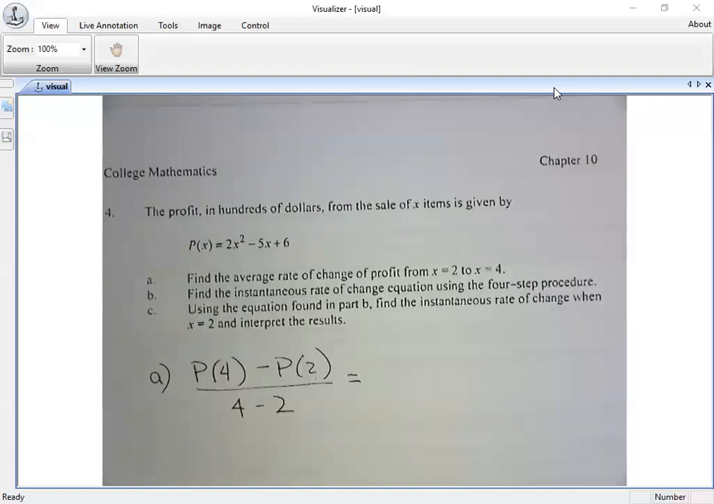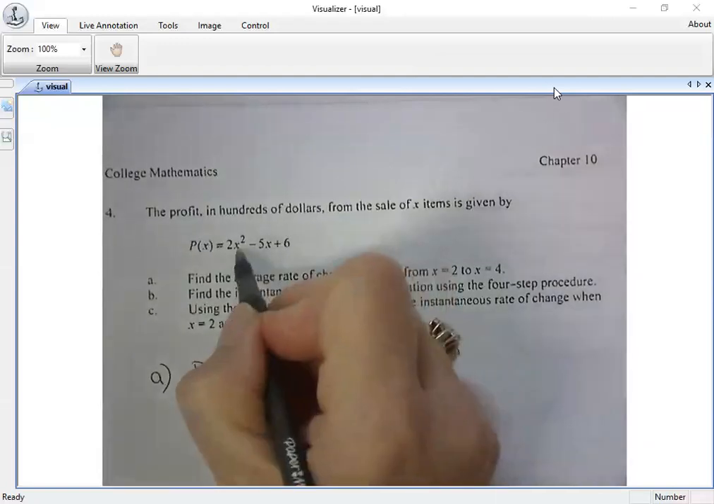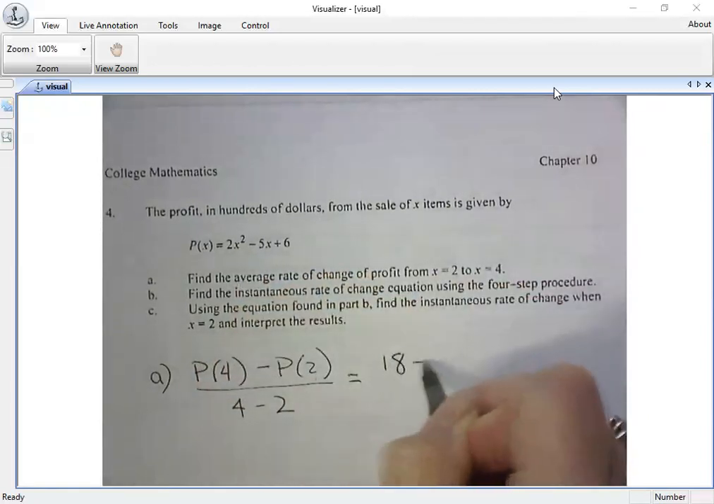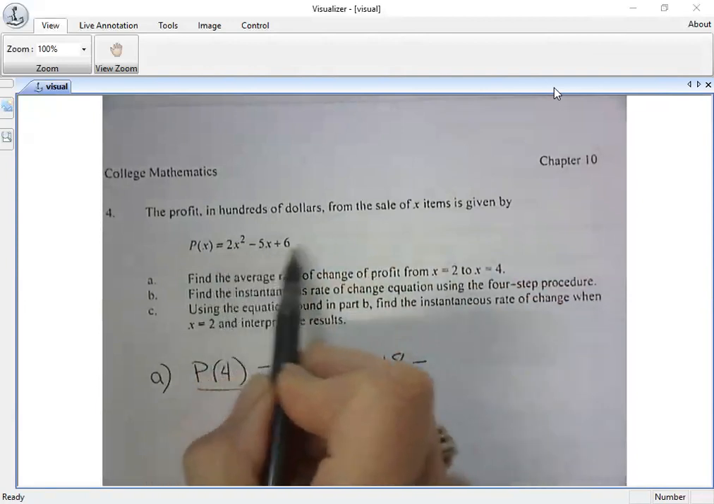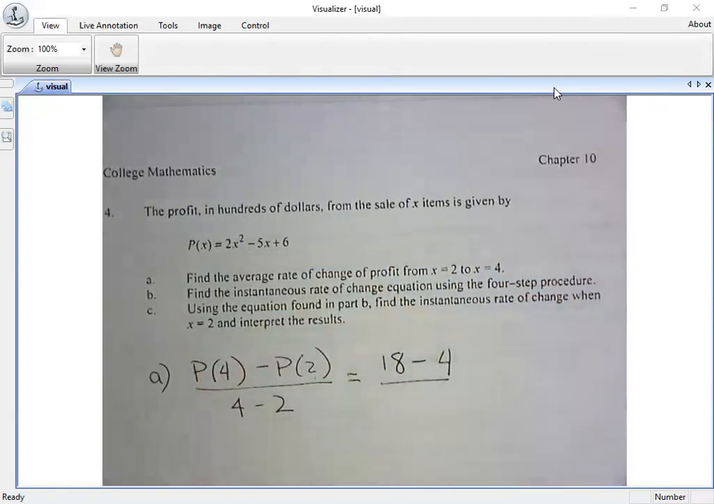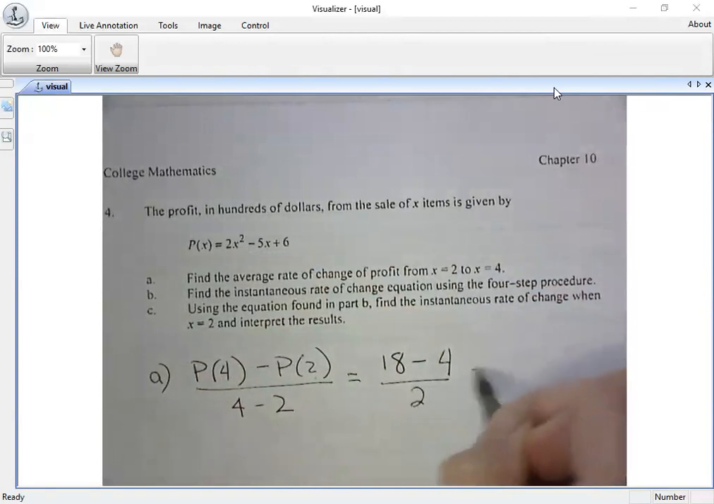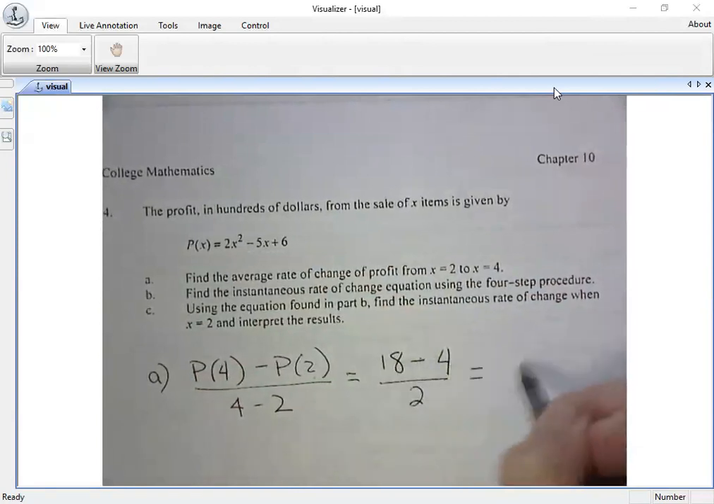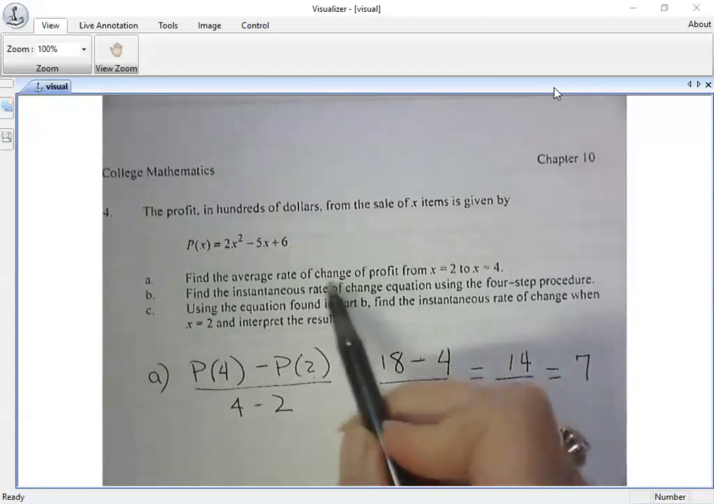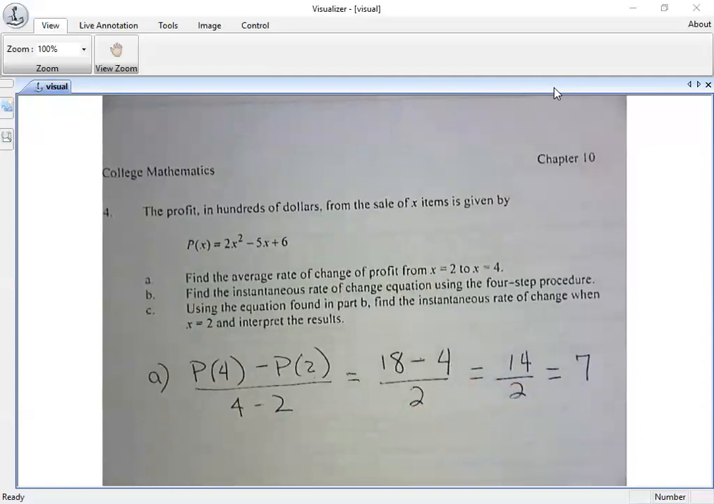So here's what you guys just told me. You plugged in 4 to the original function, and that gave you a value of 18. You plugged in 2 for x, cleaned that up, you got a value of 4. Now I think we can do 4 minus 2 without the calculator. That's how much? 2. So I have 18 minus 4 is 14 divided by 2, which is 7. So what I have found is the average rate of change of profit from 2 items to 4 items.